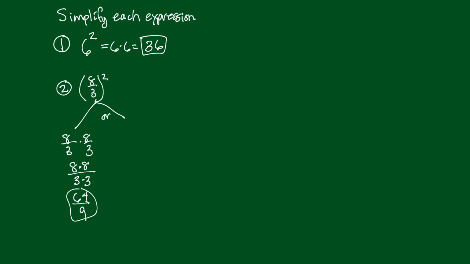You can distribute that exponent to the numerator and the denominator. As long as what is inside is a multiplication or division, you can distribute. So I could write this as 8 squared over 3 squared. 8 squared I know is 64. 3 squared I know is 9. So think of it either way.